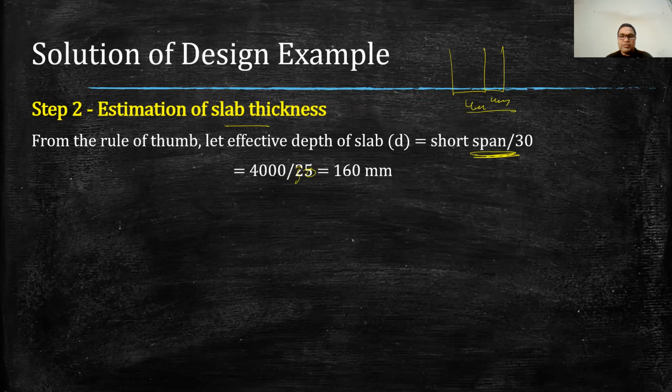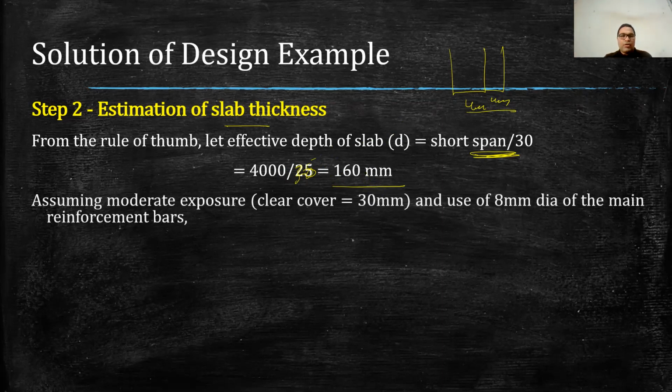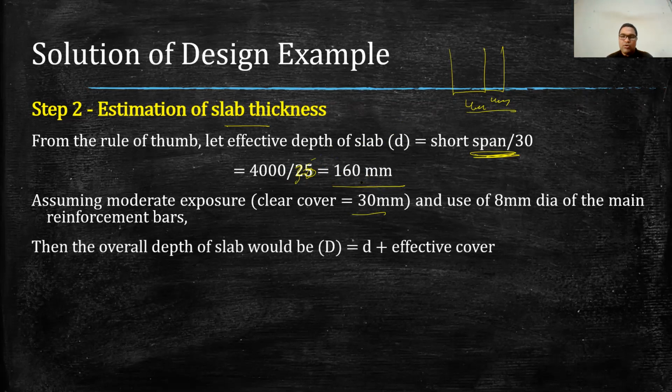slab. I think I have calculated this with 25. Anyway, by dividing with 25, we get the value of d as 160 mm. So this is actually the tentative value of the slab. So assuming moderate exposure, 30 mm, then the overall depth of the slab becomes d plus effective cover.